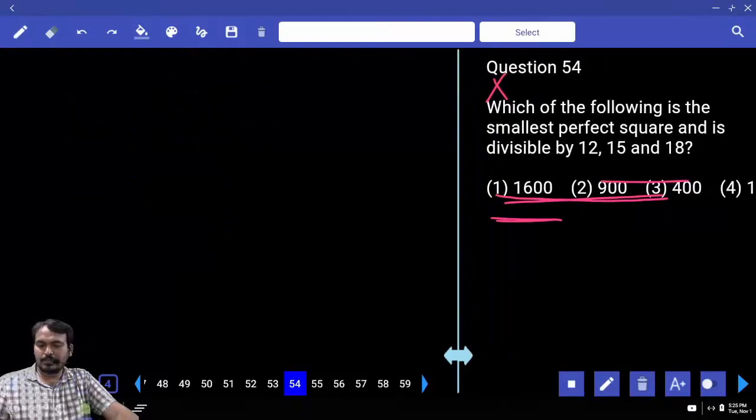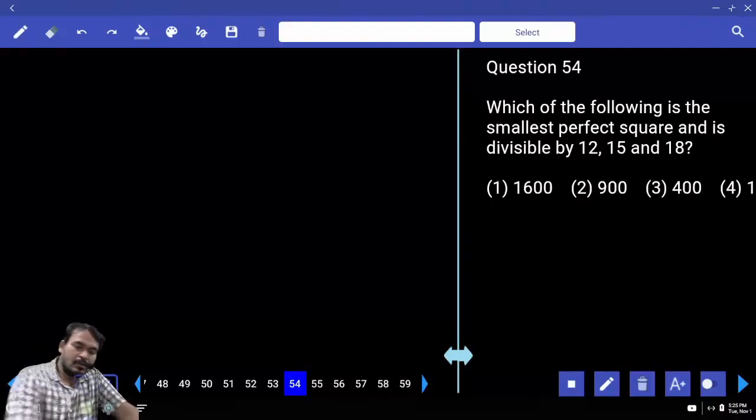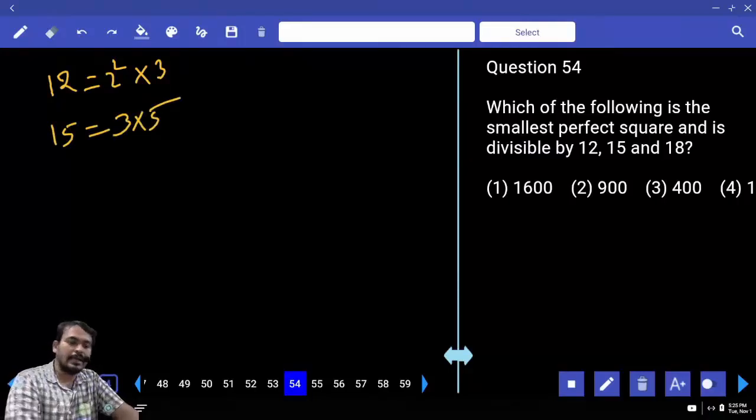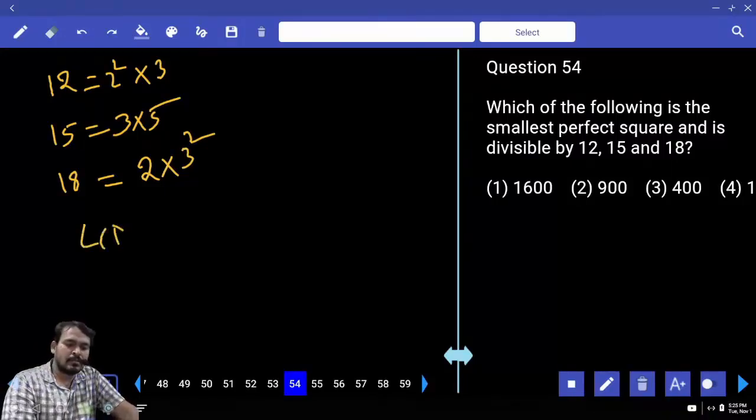Next, question number 54. Which of the following is the smallest perfect square that is divisible by 12, 15 and 18? We require the smallest number that becomes a perfect square. Take the LCM of 12, 15 and 18. 12 is 2 square into 3. 15 is 3 into 5. 18 is 2 into 3 square. All are split into prime factors. Then what is the LCM value?